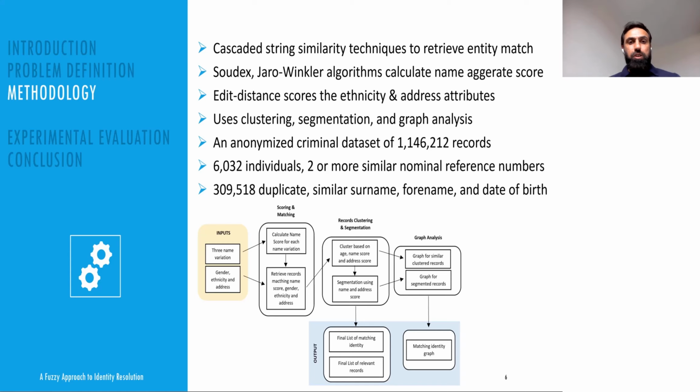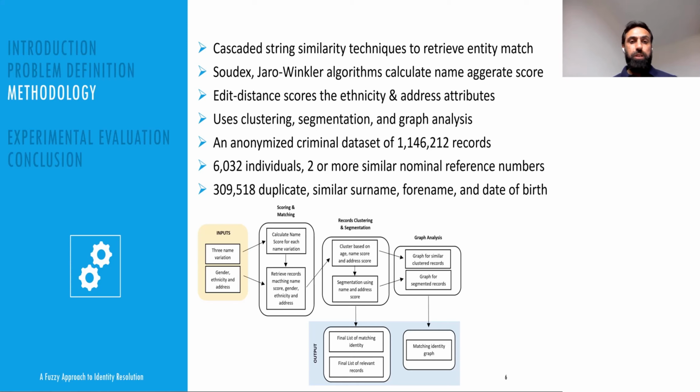Methodology. For this fuzzy approach, a criminal data set that has been anonymized was used. By looking at the data set, there are more than 6,000 individuals that have two or more similar nominal reference numbers, which we can refer to as an ID number. And then there are 309,000 records that were searched based on the surname, full name and the date of birth that are duplicates.